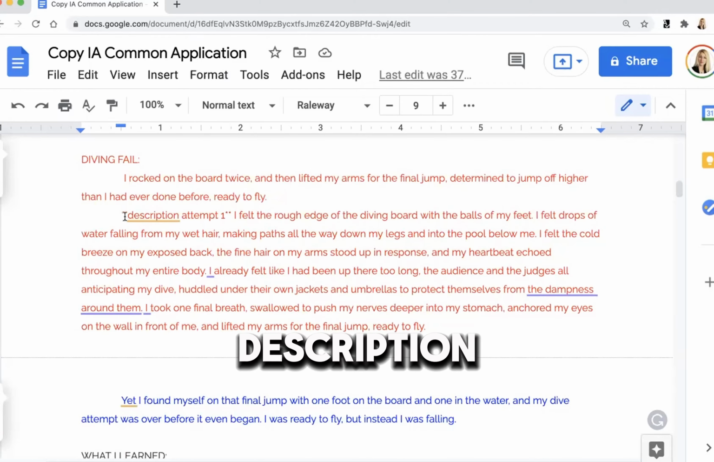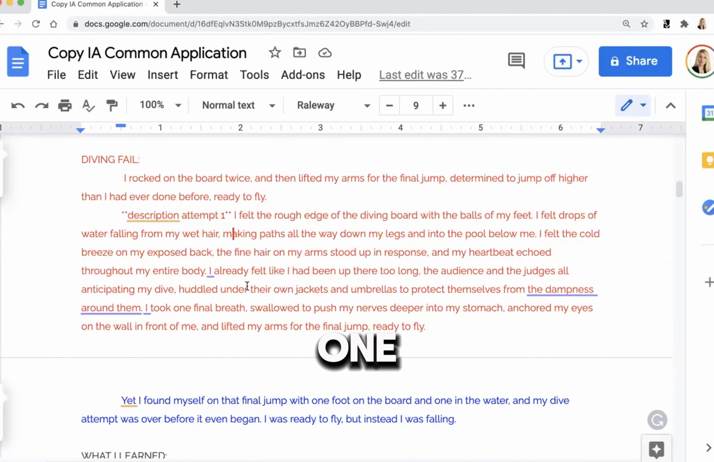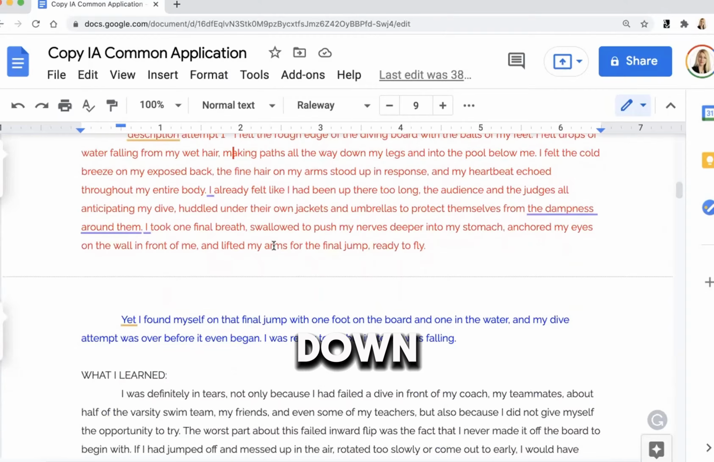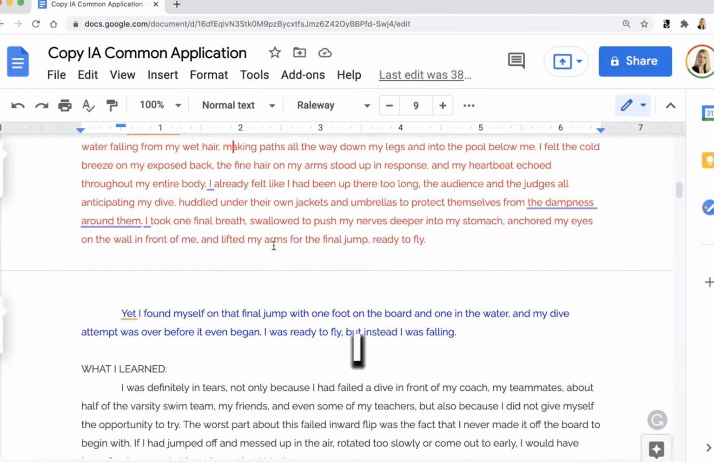Okay, description, attempt 1. I felt the rough edge of the diving board with the balls of my feet. I felt drops of water falling from my wet hair, making paths all the way down my legs and into the pool below me. I felt the cold breeze on my exposed back. The fine hair on my arms stood up in response, and my heartbeat echoed through my entire body.